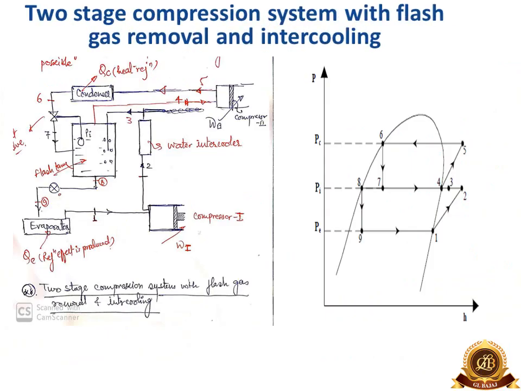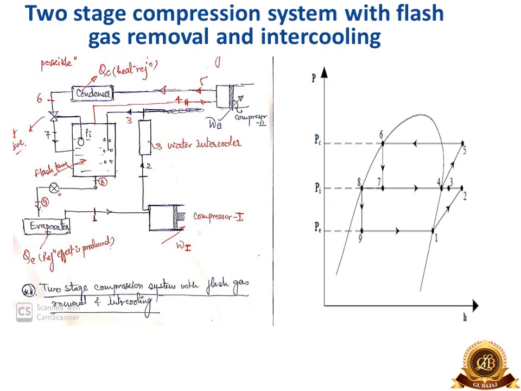The present slide shows the two-stage compression system with flash gas removal and intercooling. There is a combination of schematic arrangement as well as the pH chart of the same. Firstly, we will discuss the schematic arrangement, which includes compressor 1, a water intercooler, a flash tank, compressor 2, a condenser, and an evaporator. It will be better to understand this schematic arrangement by the pH chart, where we can represent it as well.